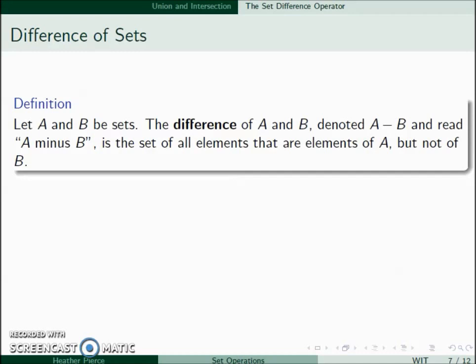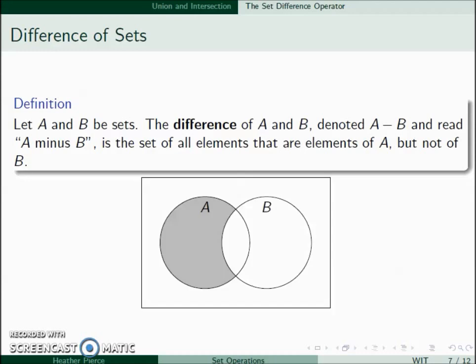The difference of sets, so we say the difference of A and B, which is denoted by A minus B, is the set of all elements that are elements of A, but not of B. It's like looking at A and then taking out what they share, what they have in common.